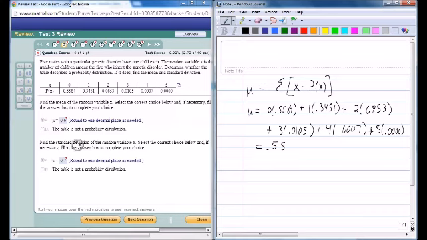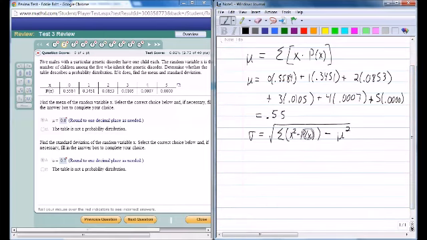Alright, standard deviation. Find the standard deviation of the random variable X. The formula for standard deviation of a probability distribution is the square root of the sum of X squared times P of X. So not X times P of X, but X squared times P of X. And then we have minus the mean squared. So we want to find the sum of x squared times p of x. Then you want to subtract the mean squared. After you do that, don't forget, take the square root.